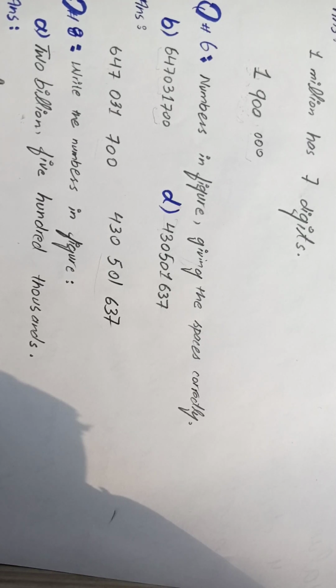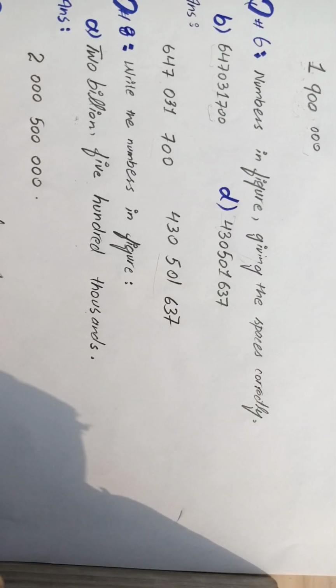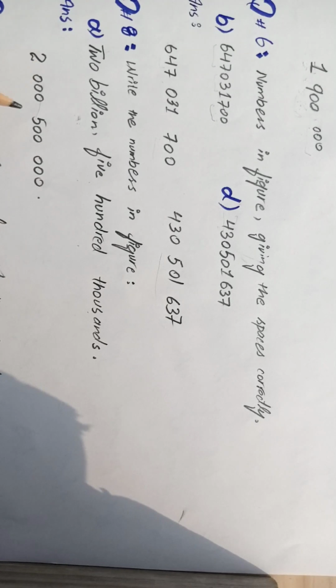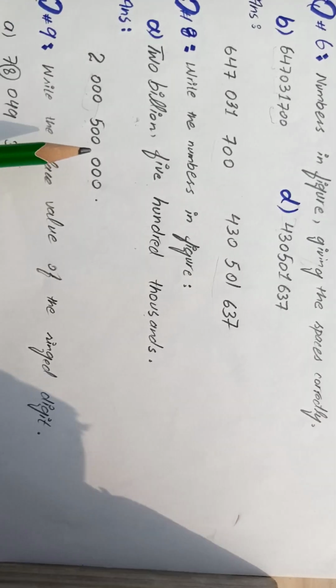So 2,500,000. We can write it as 2 billion. This one is billion, this one is million place, and this one is 500,000. So we can write it like this.